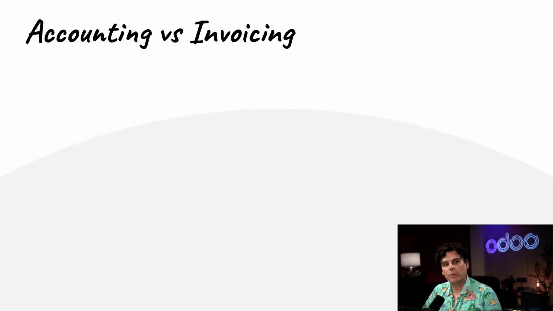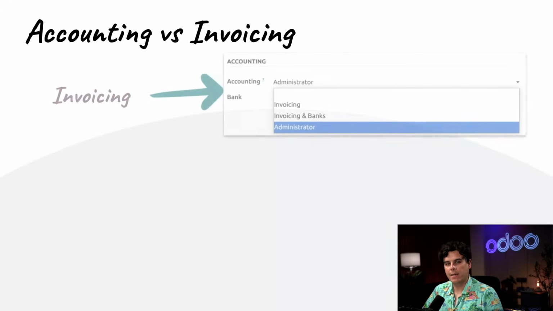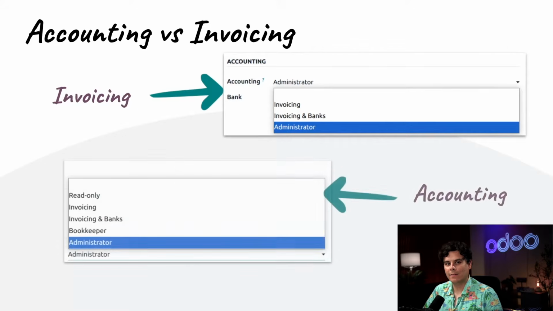Before assigning roles, it's important to know how Odoo structures its finance apps. Invoicing is a subset of accounting. If only invoicing is installed, you'll see invoicing roles. If accounting is installed, it replaces and absorbs invoicing. The invoicing app and its access rights disappear and are managed through accounting roles like administrator or read only. This ensures no redundancy in permissions and it keeps your finance configuration streamlined.